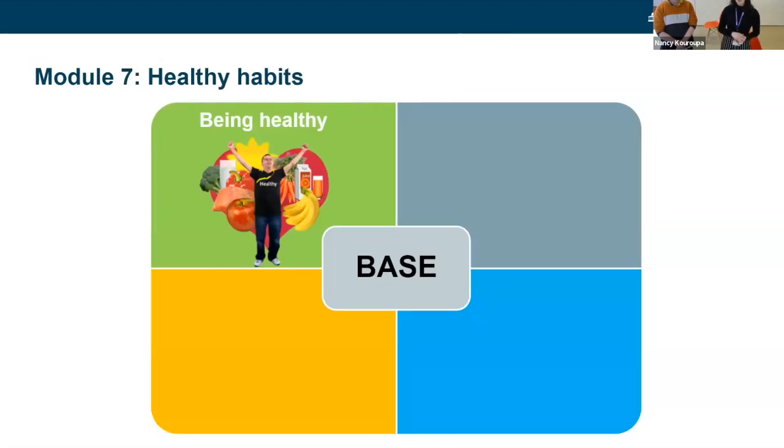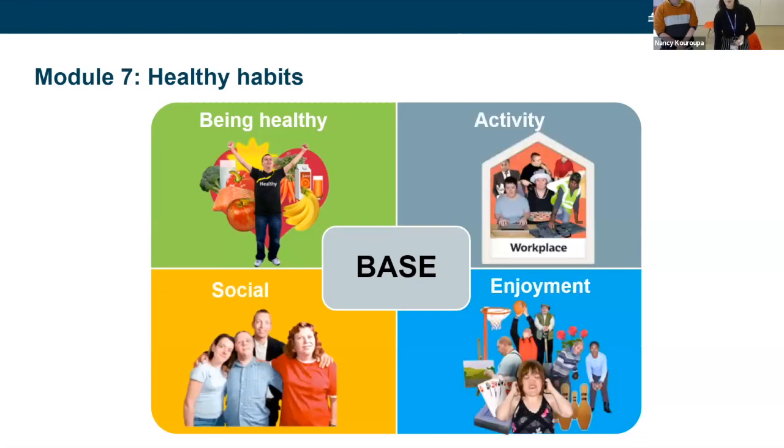And module 7, which is the final module, is about healthy habits for the person with a learning disability. So that can be, again, small changes that can make a big difference. So being healthy, relating to diet or exercise or sleep. It could be activity. Yeah, again, activity is really important.